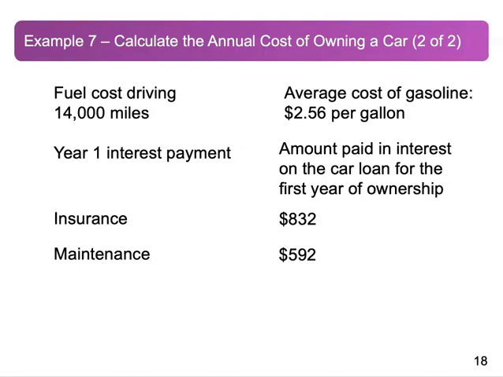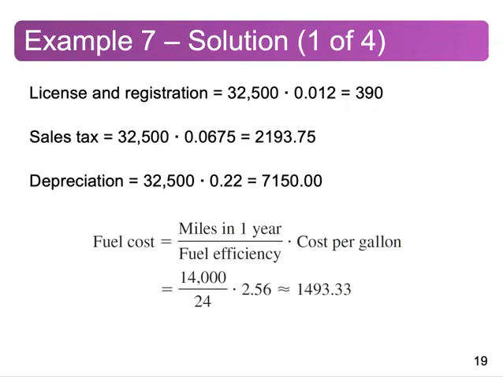Now, there's interest that you're paying on your car loan. And so every time you do a loan, there's going to be some interest and some towards principal. So that interest is a cost that you're having to pay. Plus you have insurance and maintenance. So here are how you get those different calculations for license, sales tax, depreciation, fuel cost. And if you want to figure out how much that you've paid in interest, then we can actually use Excel to help us with that calculation.